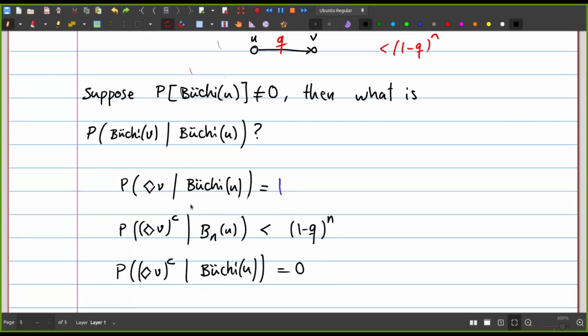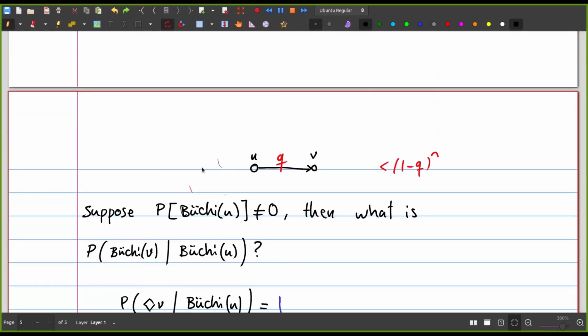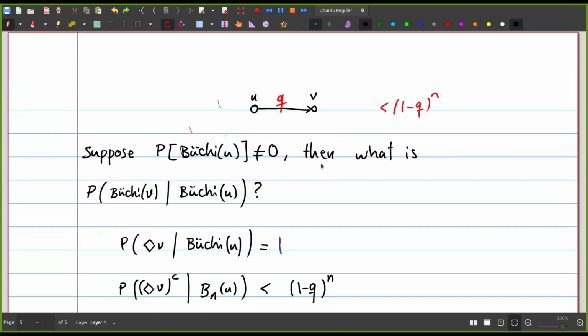But this is not exactly what I wanted. So I'm just saying that if I know that my infinite path is coming to u over and over again, infinitely many times, the probability that it never takes this edge and never goes to v is 0. So with probability 1, it will eventually go to v. But I want something even better than this.